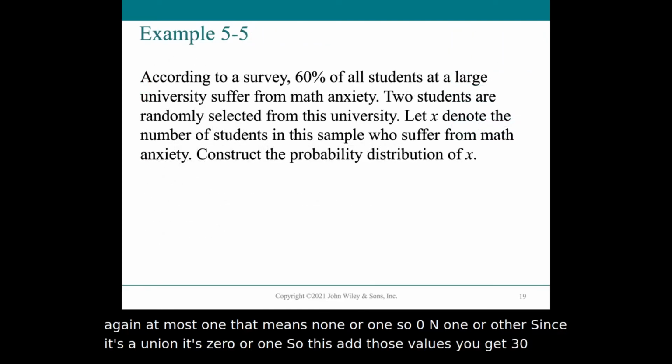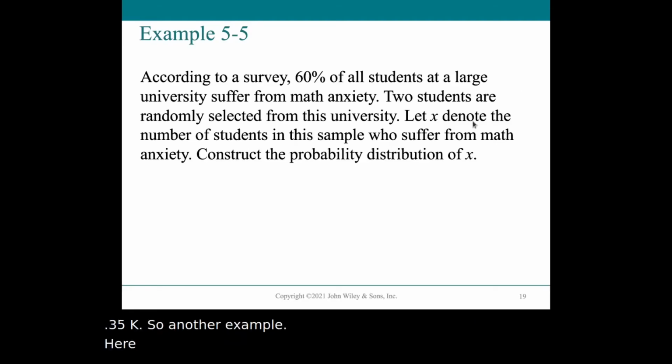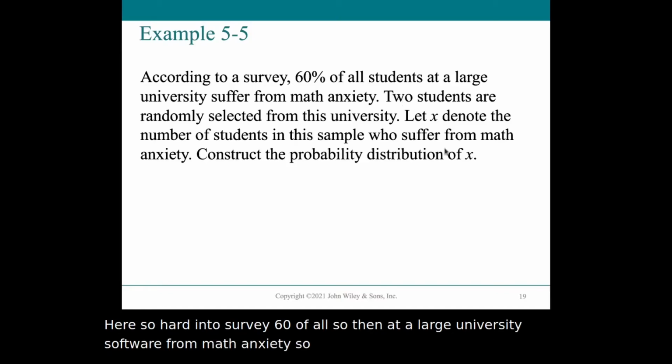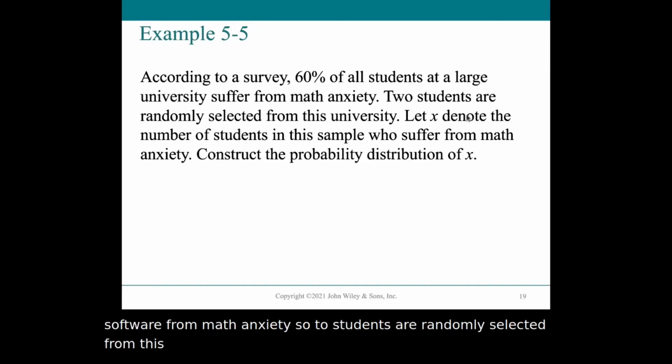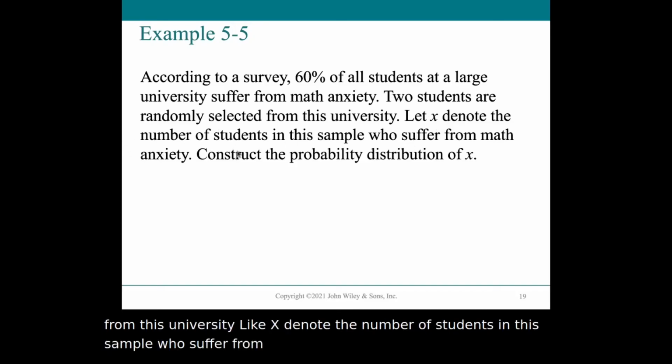Okay, so another example here. According to a survey, 60% of all students at a large university suffer from math anxiety. Two students are randomly selected from this university. Let X denote the number of students in this sample who suffer from math anxiety. Construct the probability distribution of X.